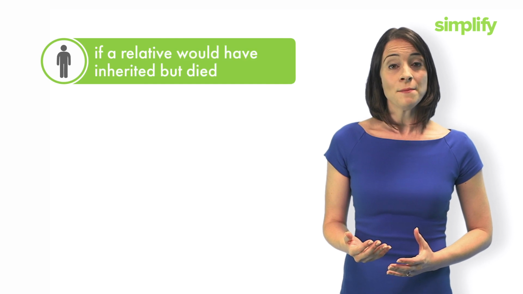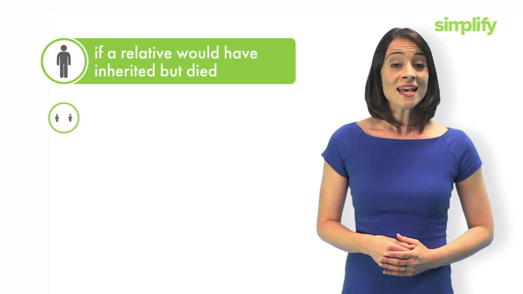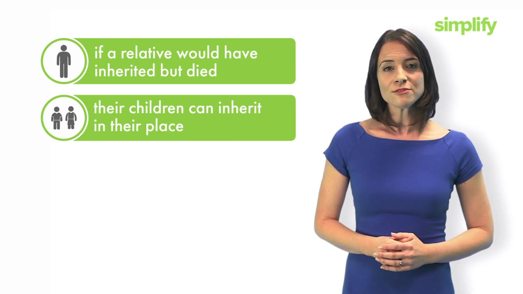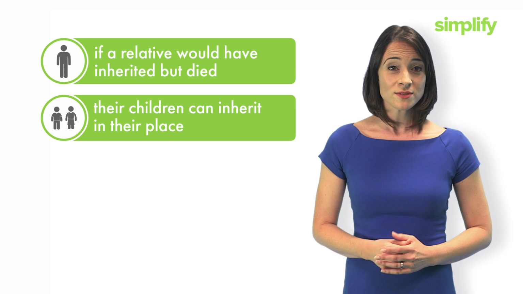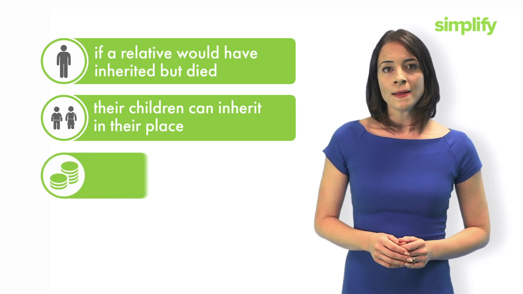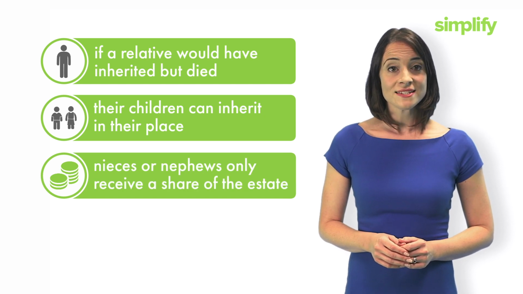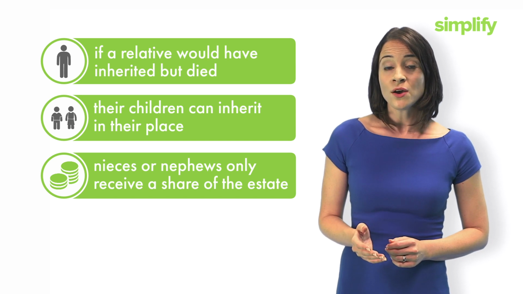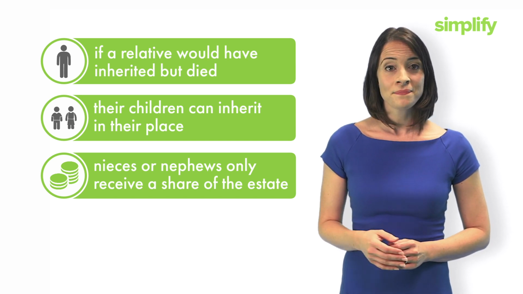Deceased relatives. Some classes mention certain relatives or their children. This is because if a relative, for example a brother, would have inherited from the estate but died before the deceased, his children can inherit in his place. It's important to realise that not everyone in the same class will necessarily benefit equally. Using the same example, any nieces or nephews of the deceased only receive the share of the estate that would have been passed to their father, which is then divided between them.